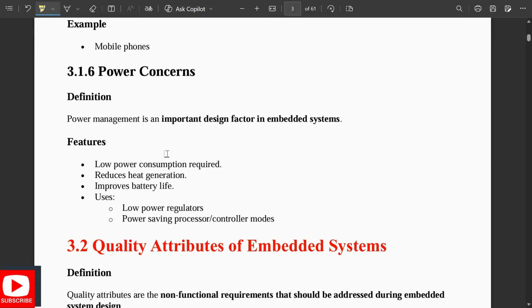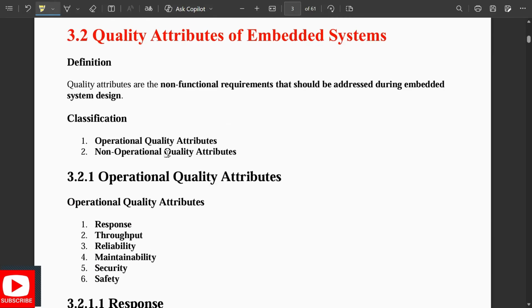If they ask a question regarding the characteristics, you need to list out the 6 characteristics and explain each of them as given here. Next comes the quality attributes of an embedded system. So what are quality attributes? These are the non-functional requirements that should be addressed during embedded system design. These are not required for functionality but are to be concerned.